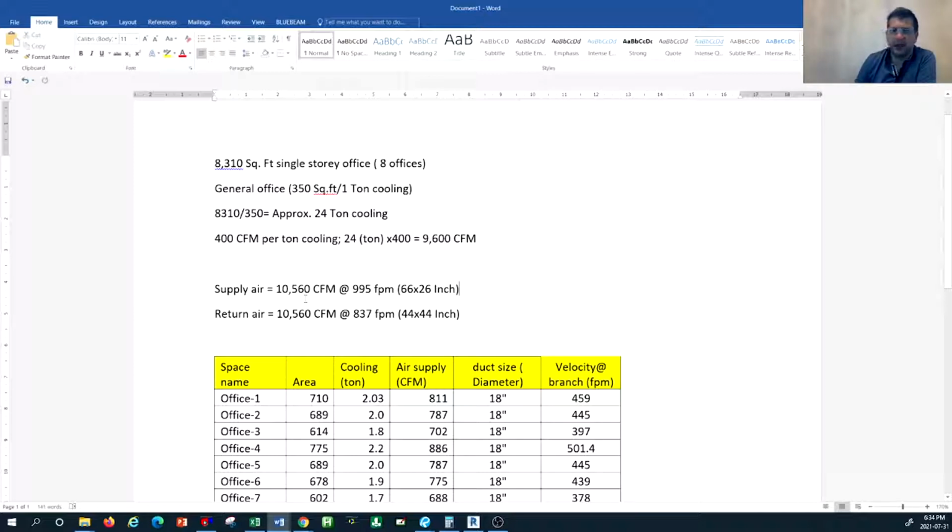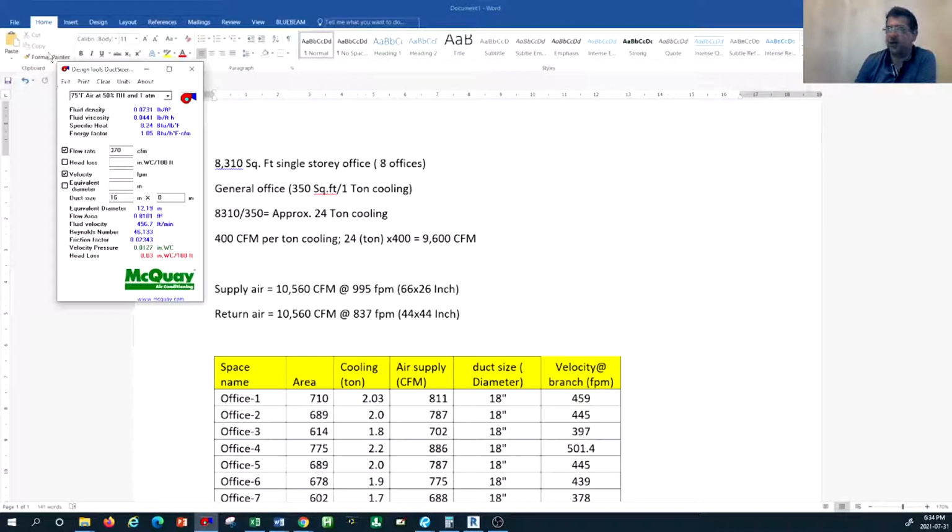So I sized my ducts based on 995 feet per minute air velocity on the main duct. And for the return, I considered lower velocity. So based on this velocity and using the calculation tools that I just showed you from the previous tutorial, this calculation sheet, based on the CFM on top here.